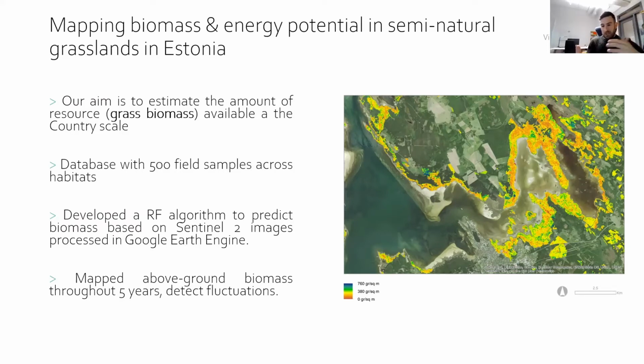And that's what you see, for instance, on the image on the right, one of the results of the model. This is an area in West Estonia covered by coastal meadows, and you can see how much biomass is standing there on an average season, right?